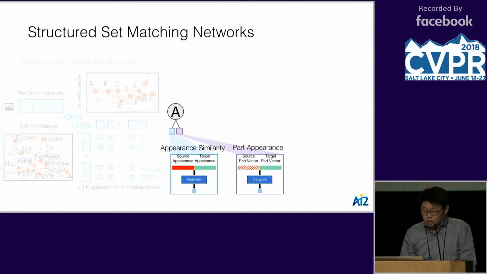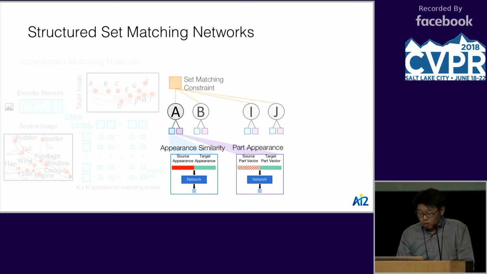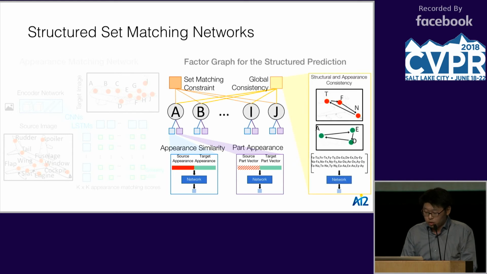And a factor graph is constructed with factors for appearance similarity and part appearance. On the nodes in the graph, we enforce set matching and global consistency constraints to match the set of part labels while the geometric structure is preserved.